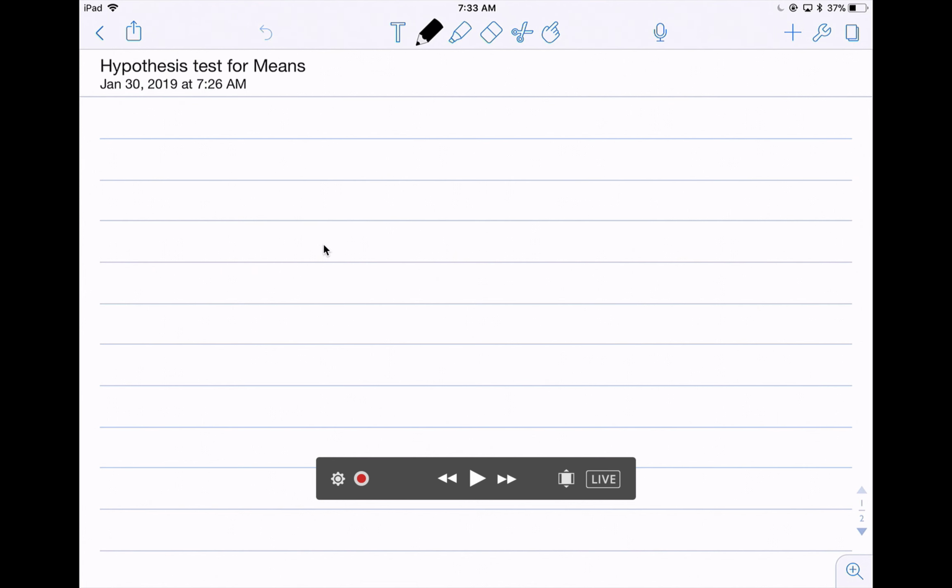So let's go ahead and begin with hypothesis test for means. It's very, very similar to a hypothesis test for proportions, with the exception that instead of using a z-test like we did for proportions, we're going to use a t-test for means. Remember, the reason we're using a t-test is because we're rarely given the standard deviation of the population, and that's what's required for a z-test for means. So we're just going to stick with the t-test.